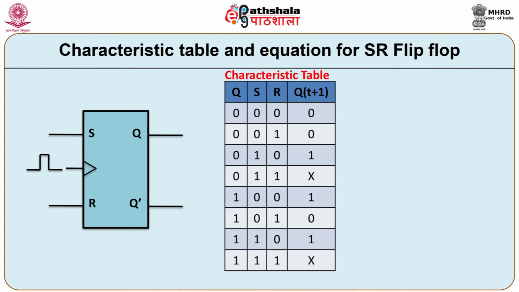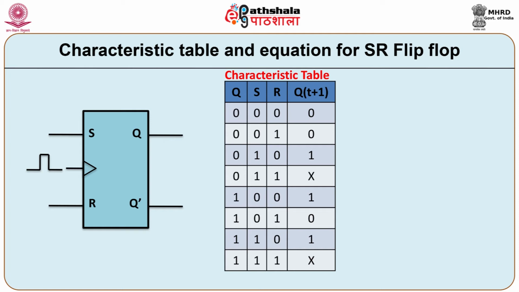The characteristics table defines the state of each flip flop as a function of its SR inputs and previous state. With reference to the clock pulse, Q represents the present state and Q(t+1) represents the next state after the clock pulse. The characteristics table for the SR flip flop is represented by writing present state and SR as inputs in the initial columns and the next state in the last column.